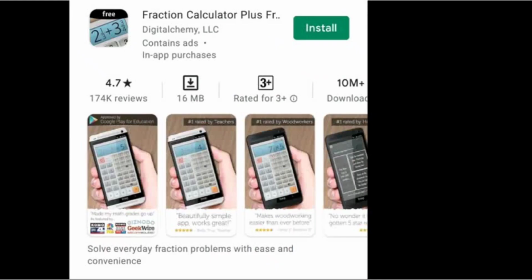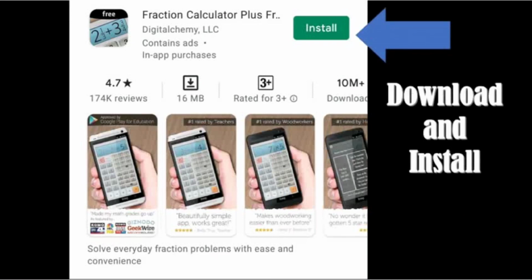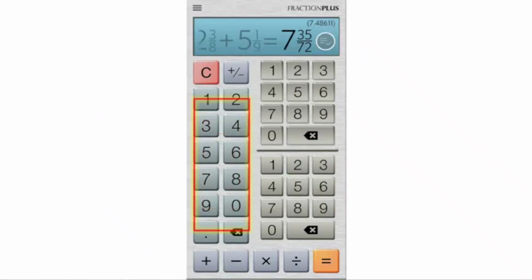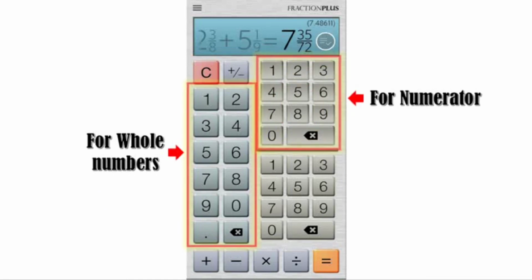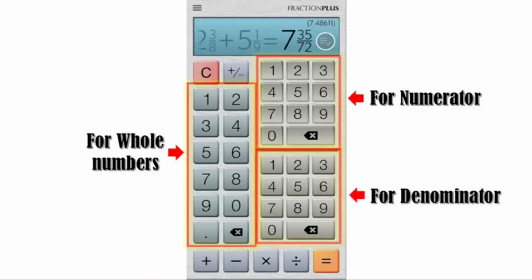In answering these equations, we use this application called Fraction Calculator Plus Free. So you may download and install this. Here's what you can see from this application. This portion is for the whole numbers. This one is for the numerator. And the other one is for the denominator.